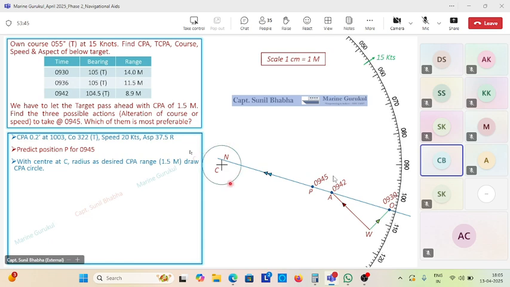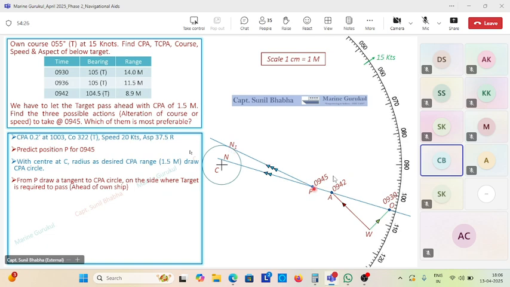So you have the CPA range circle in our plot now. Now what we do is from point P, predicted position of the target at 0945, we draw a tangent to this CPA circle. So from point P, we draw a tangent to the CPA circle. This tangent touches the CPA circle at this particular point. Let's name this point as N1. So you can see November 1 or N1 should be our new CPA point.